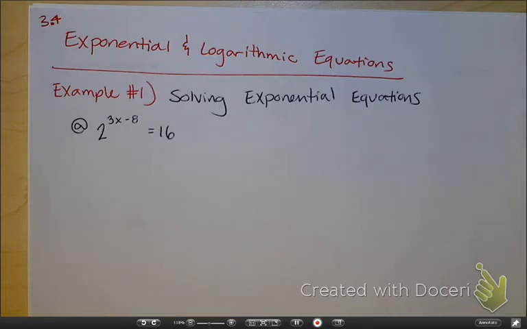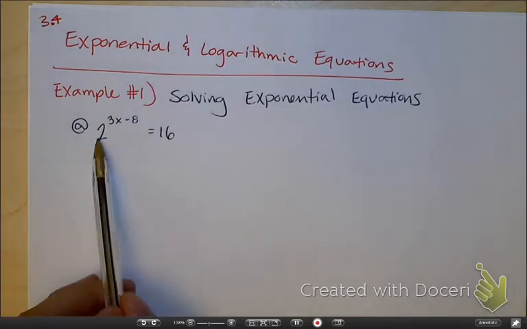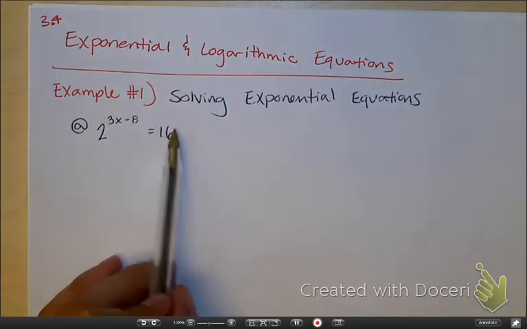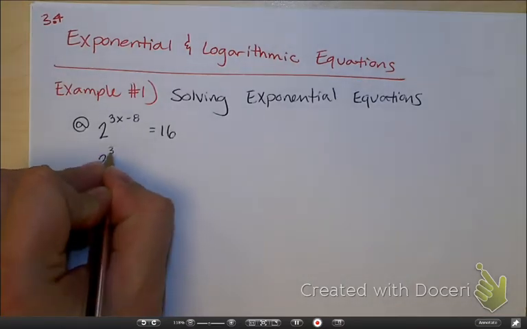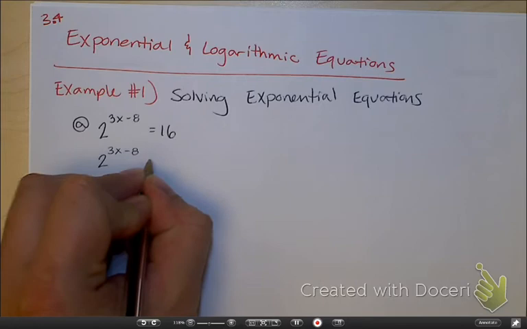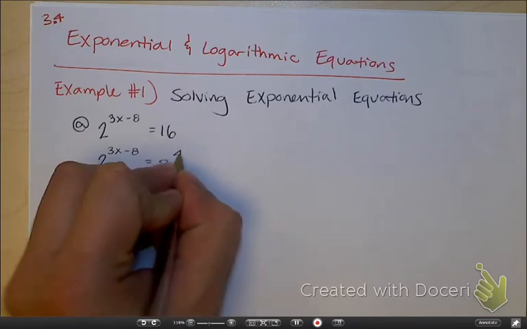So example 1a, we are looking at solving exponential equations, and from what was written in that blue box up above, it says that we have 3 steps. Number 1, rewrite the equation in the form b to the power of m equals b to the power of n. So I see 2 to the power of 3x minus 8, and I need to rewrite this as 2 to some power. So my first step is to rewrite it with that new base. So 2 to the power of 3x minus 8 equals 2 to the power of 4.